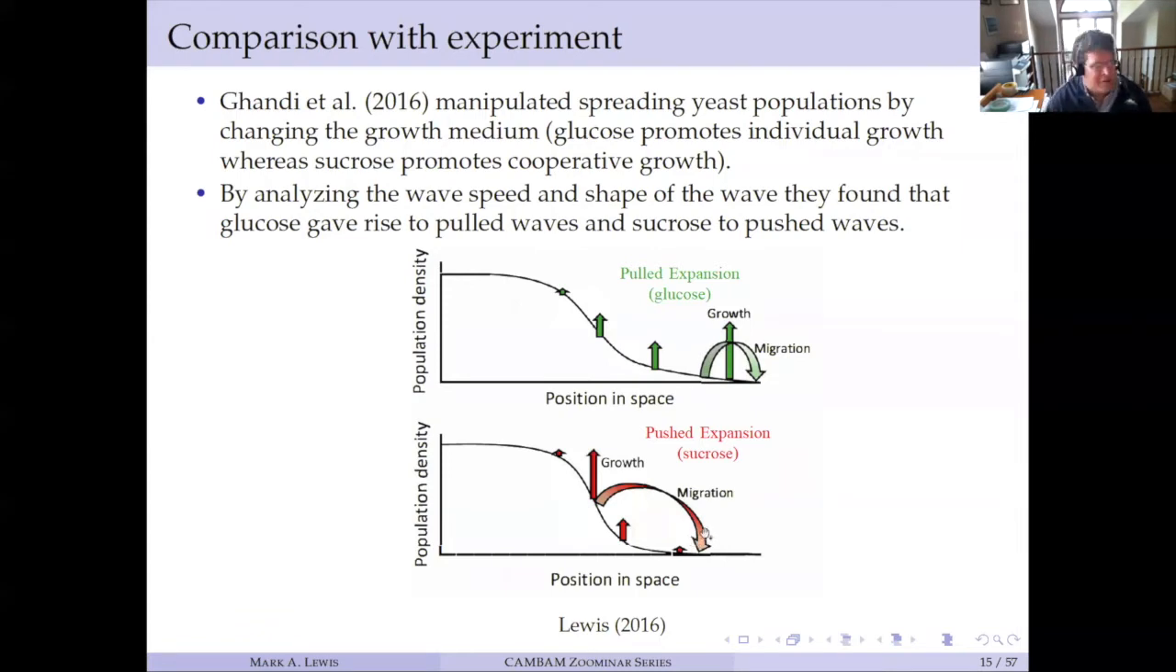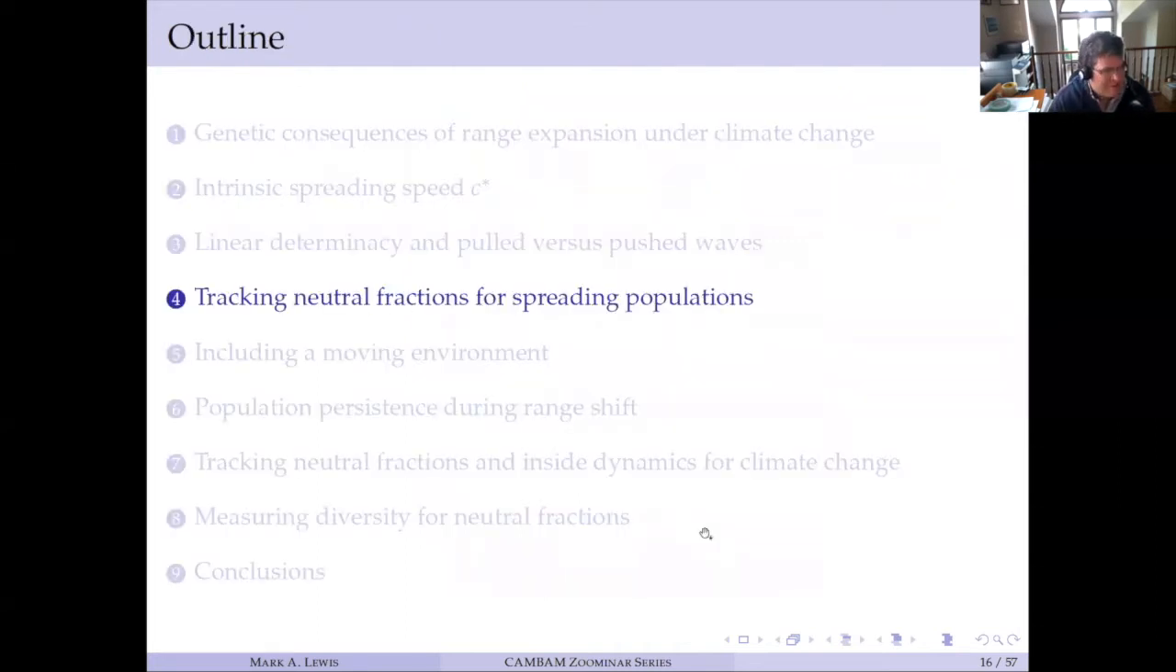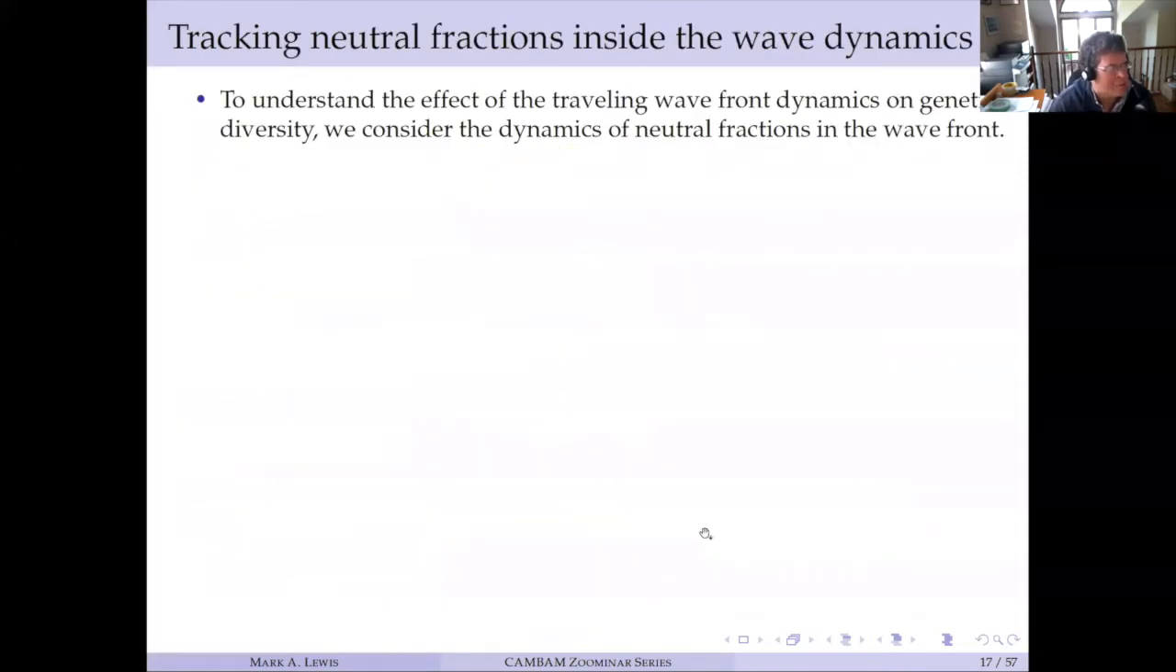And so this is quite recent work, and it can be repeated easily in the lab, which is nice. It took a long time from the original theory to see this kind of work. So it's also a nice example of where theory has suggested an experiment that has then been used to test the theory. So let's think about tracking neutral fractions for a spreading population.